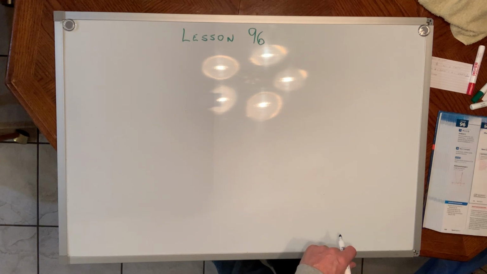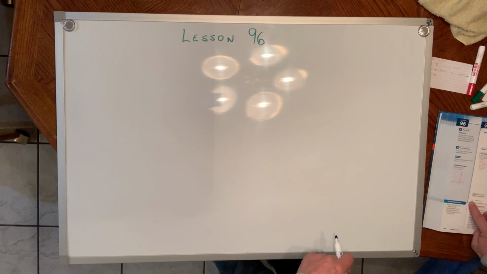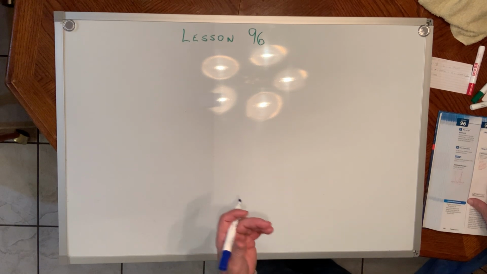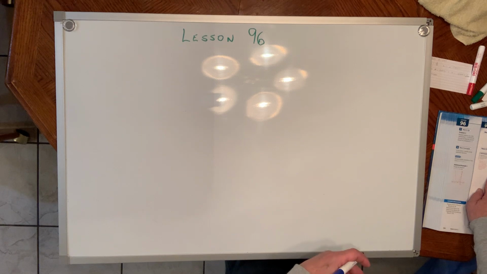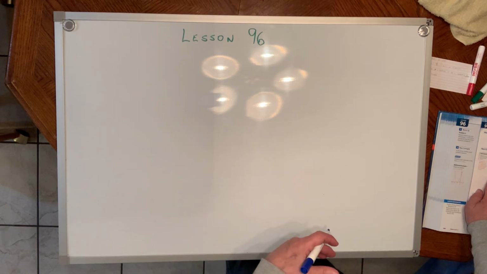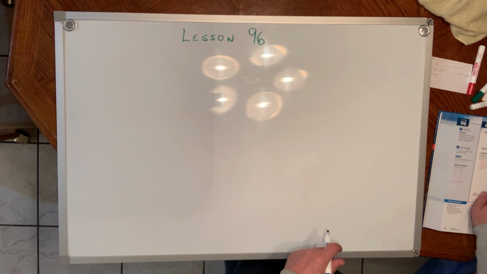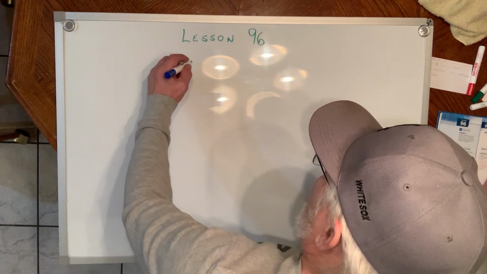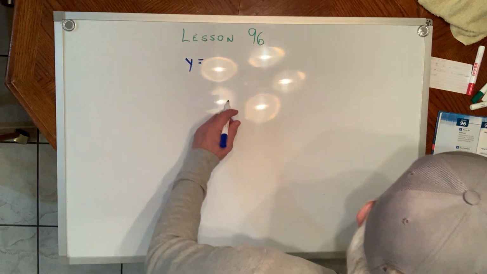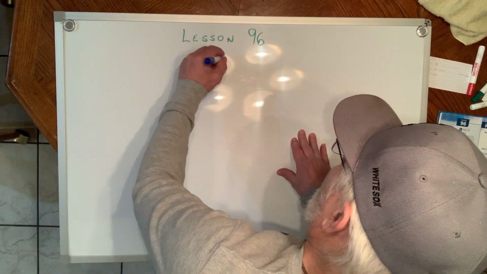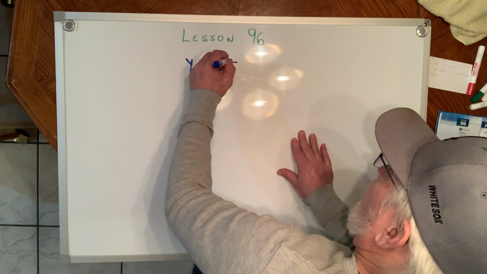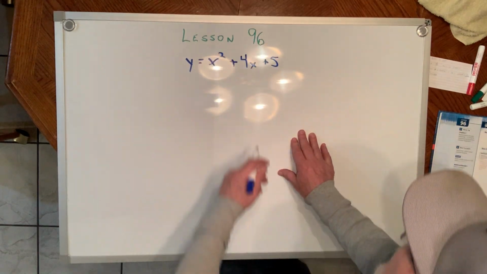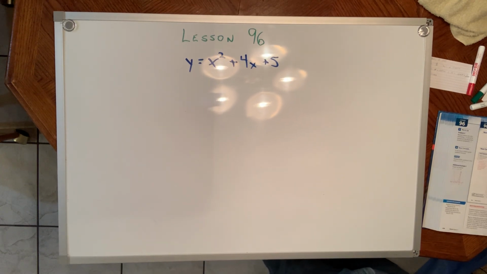Let's go to the very first one, and this is on page 638. I'm going to do the examples that are in the book, and then the video that I'm going to send you with this will show you examples that are not in the book, but actually are. They're right here on the side, but they come directly from this lesson. All right, so we have y equals x squared plus 4x plus 5.